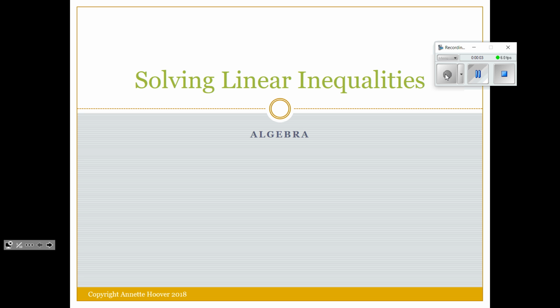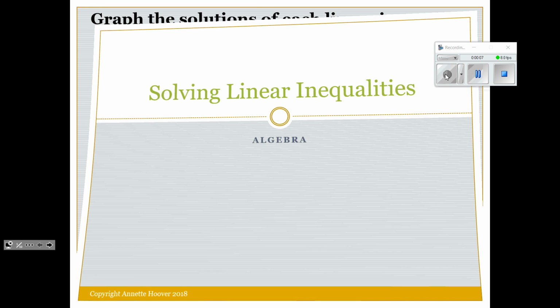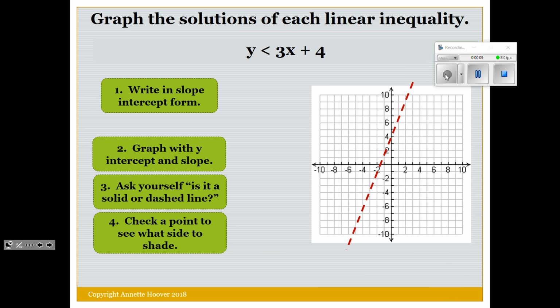In this lesson, we're going to be solving linear inequalities. So let's look at what this looks like. We have an equation here, and instead of an equal sign, which we are used to seeing, remember our y equals mx plus b. This is the equation of a line in slope-intercept form. We have the same thing, but this time instead of an equal sign, we're going to have an inequality sign.